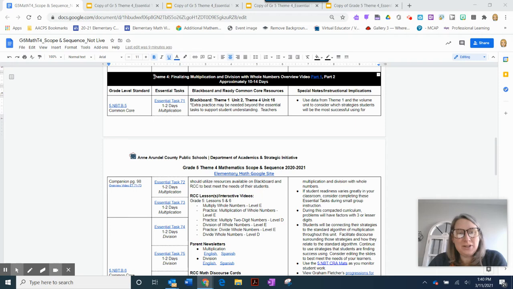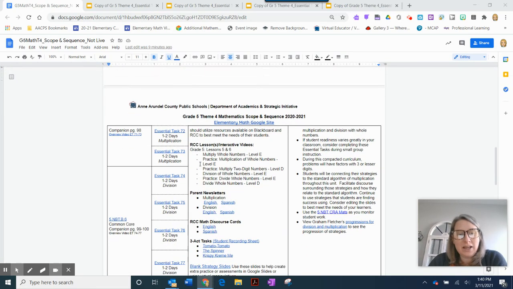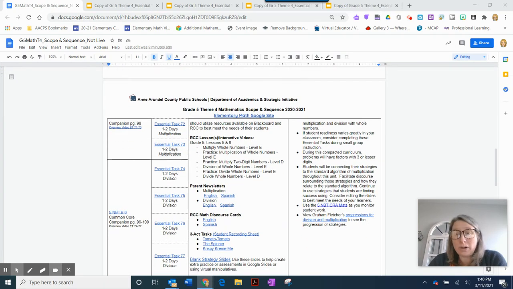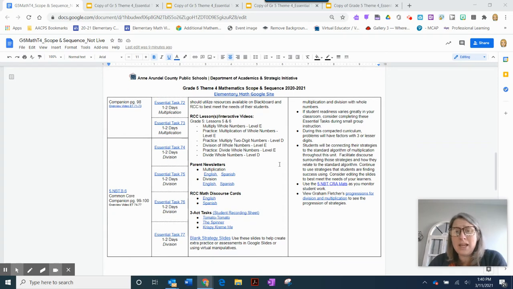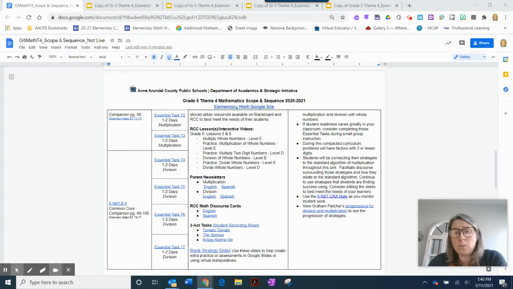We are going to look at this second topic in theme 4 with finalizing multiplication and division. And we're going to look at the second part of this topic, which is finalizing division with whole numbers. So a couple things to think about. Definitely using that data from theme 1 to remember what strategies your students were successful using. You can also think about division with decimals and what strategies your students were successful using and how we can continue to apply and work on those strategies.